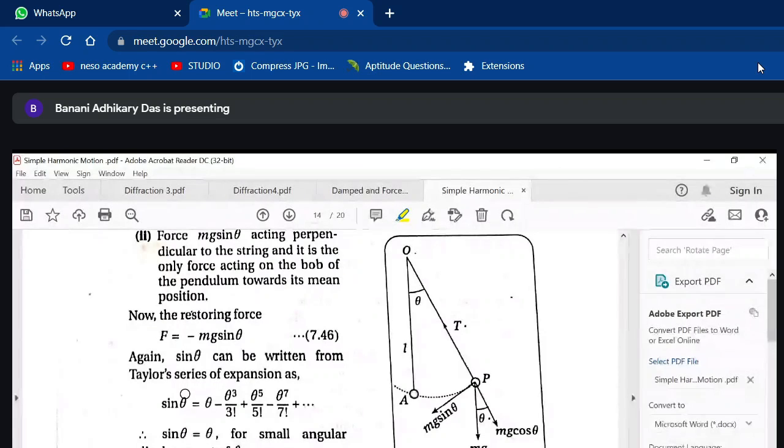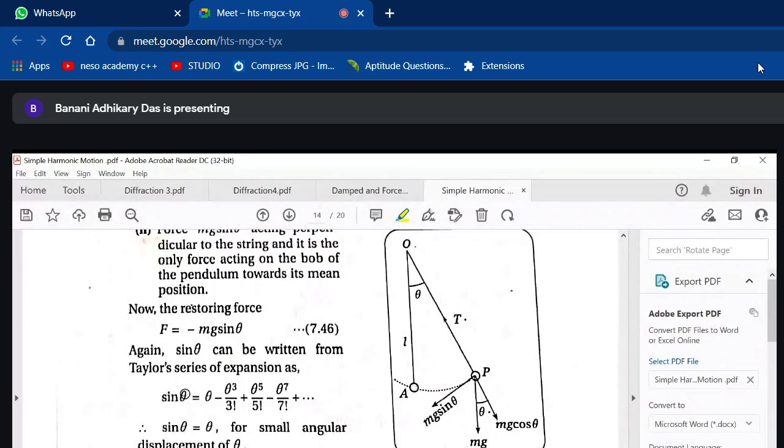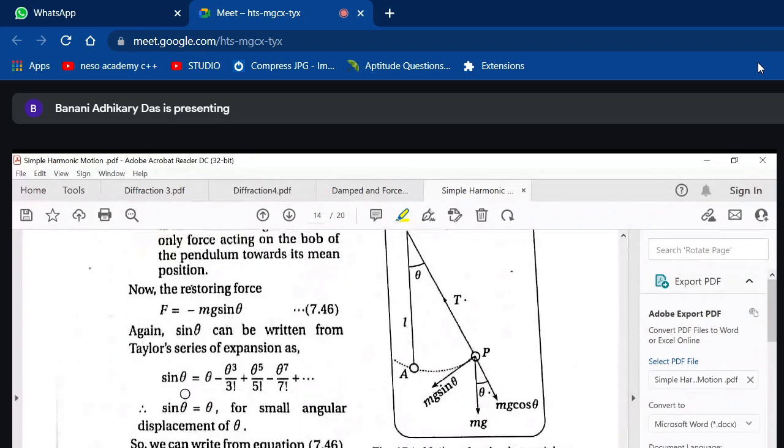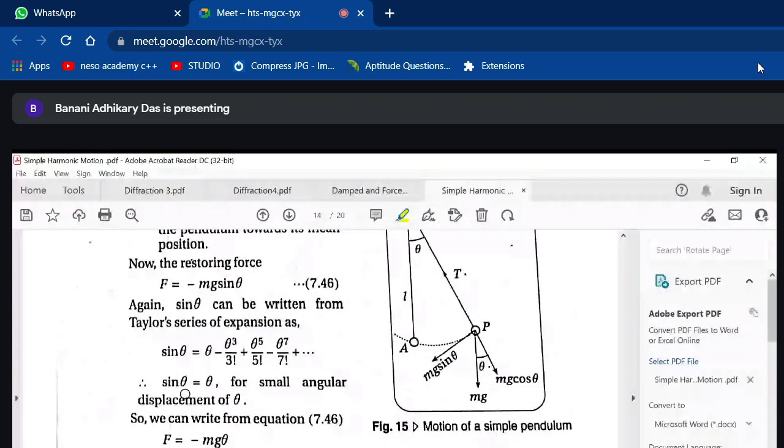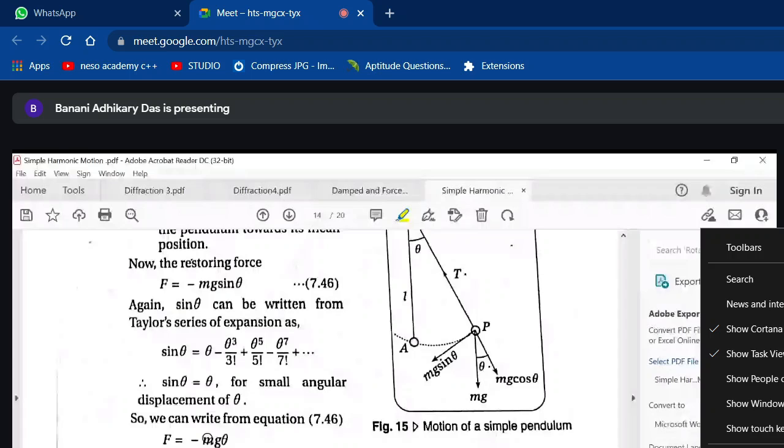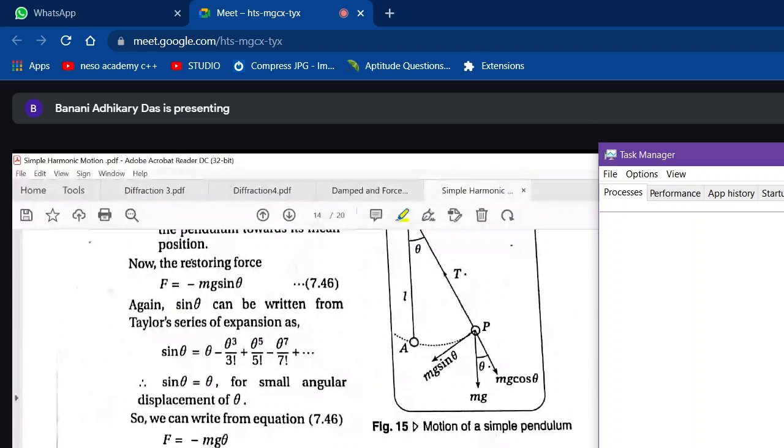Now, if theta is small, using a Taylor series expansion, sin theta is equal to theta minus theta cube by 3 factorial plus theta to the 5 by 5 factorial, and so on. But you don't have to go into so much detail. For theta small, just assume sin theta equals theta. Therefore, the force is equal to minus mg theta. Divide by m, F by m is the acceleration. So acceleration is equal to minus g theta.